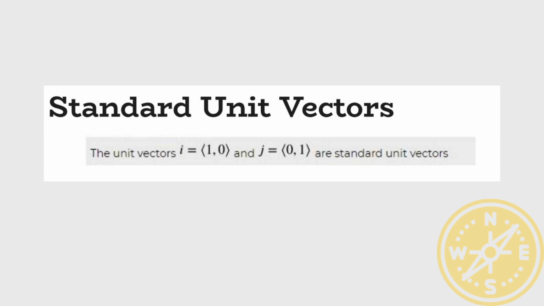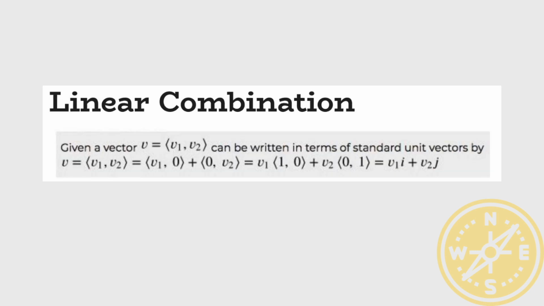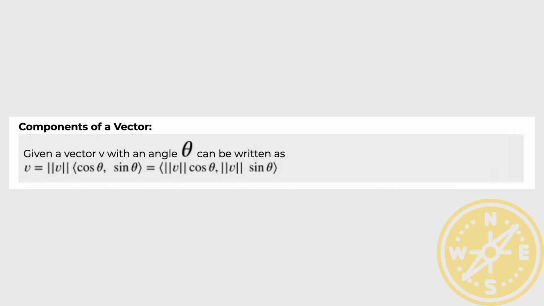Rather than using component form, a lot of times we'll write vectors in terms of their standard unit vectors, i and j. When we're representing these i and j, this is what we call our linear combination. It's basically taking component form, v1, v2, and multiplying those values times your unit vectors, i and j. You'll see we'll use these forms interchangeably throughout the problems that we're going to be dealing with. It's just important to understand your i and your j, and how they relate to a vector in component form.